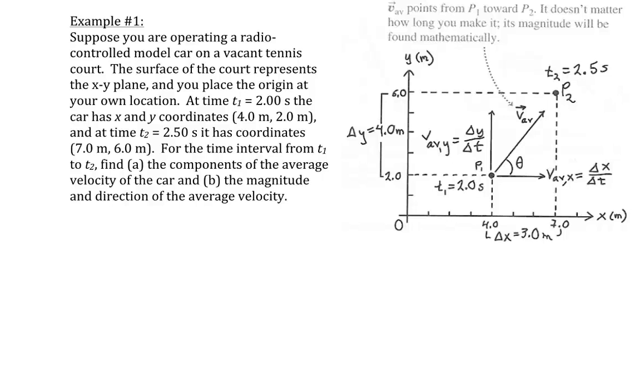In example number 1, we're looking at describing the motion of an object that is in a two-dimensional plane. So in this case, we're looking at a radio-controlled model car that is placed in a vacant tennis court. And so you can imagine that on this tennis court, we've placed a grid.